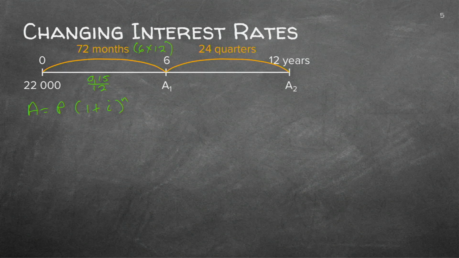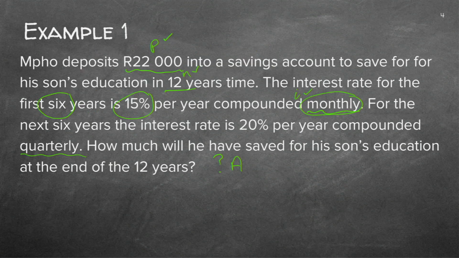The next one, let's go back. The next one was 20% compounded quarterly after 6 years.